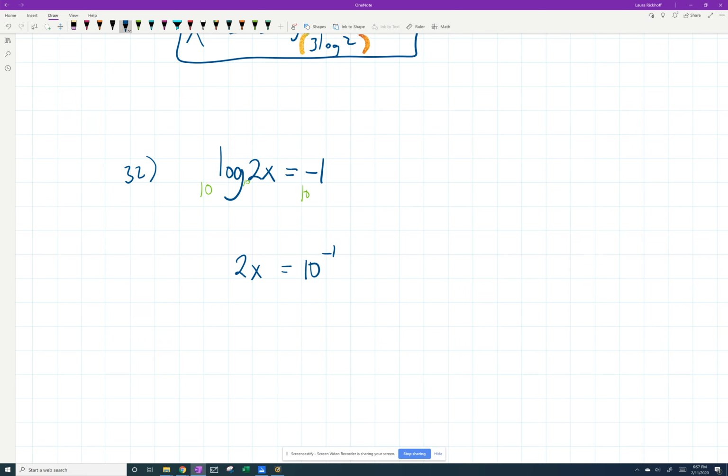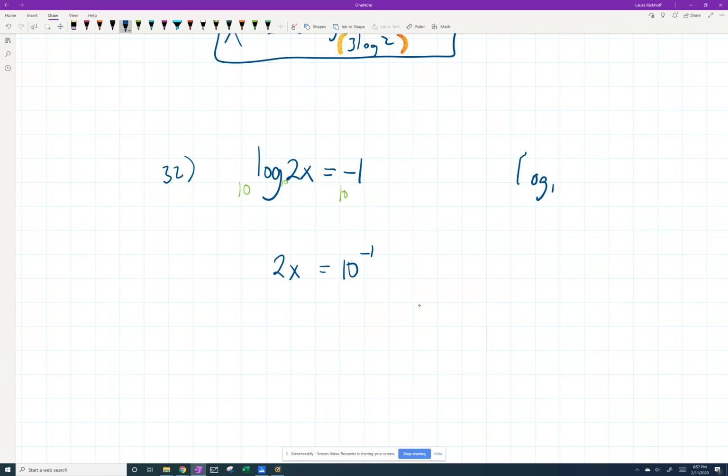So that is writing it in exponential form like you've done in the past, like 10 to the negative 1 equals 2x, or this to this power equals that. However you want to think of it, somehow go from logs to exponents.